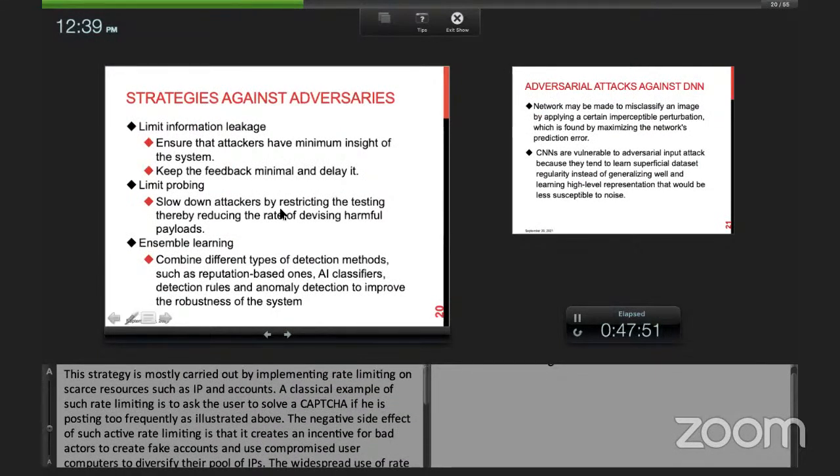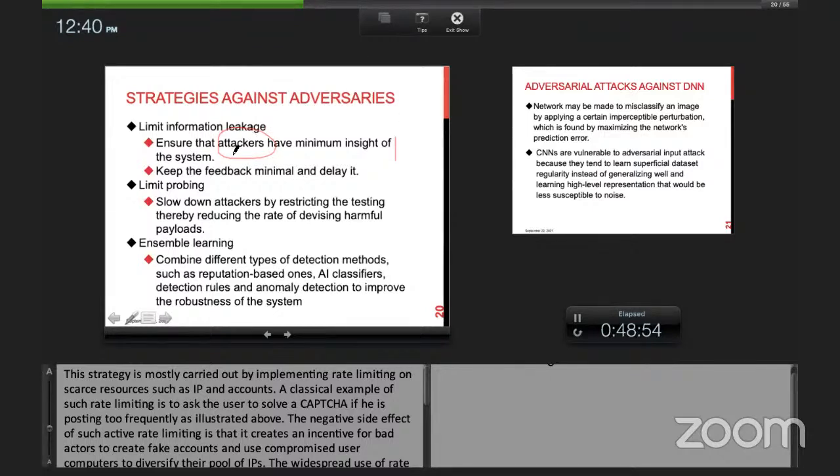What we can do is try to limit information leakage. Any user of the system should not know more than he or she is allowed or needs to know; you can call it the need-to-know principle. So we must ensure that attackers have minimum insight into the system. Suppose you are using some particular classification algorithm or classifier: what this application is using, where it is taking its input from, whether it has a feedback mechanism, and so on. All these things must not be out in the open. This is what is meant by limiting information leakage.